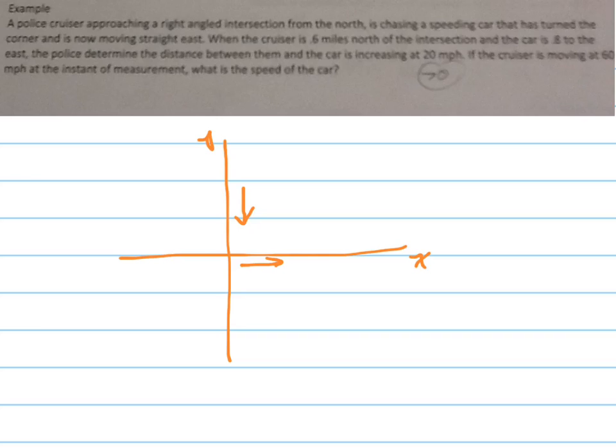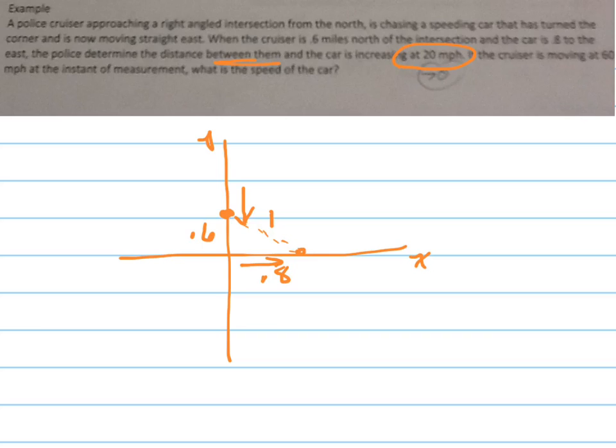When the cruiser is 0.6 miles north of the intersection, and the car is 0.8 to the east, which means this is 1, conveniently, because it's a 6, 8, 10 triangle. The police determined that the distance between them, meaning the police and the car, is increasing at 20 miles per hour.